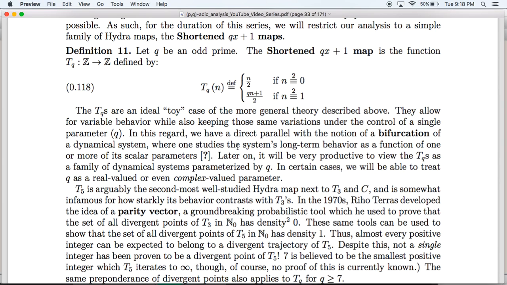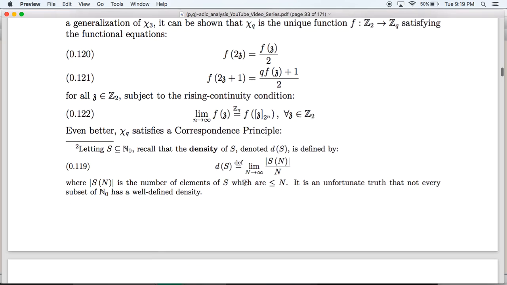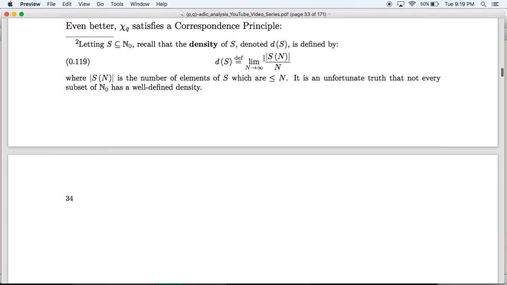This is a groundbreaking probabilistic tool, where what you do is you study the value of an individual iterate modulo 2. So you keep track of how it flip-flops from even to odd. And using this, in 2 papers, he proved that the set of all divergent points of T3 in the non-negative integers has density 0. Recall that given a set S, the density is the limit as n approaches infinity of the number of elements of S less than or equal to n, divided by n. It is an unfortunate truth that not every subset of N0 has a well-defined density.